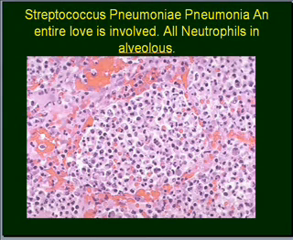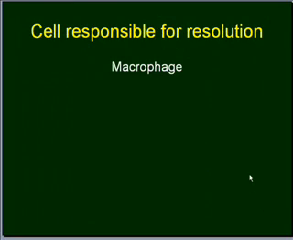So once again, to reiterate the steps of lobar pneumonia, what are the four important steps? Congestion, red hepatization, grey hepatization, and complete resolution. Why do we call it a complete resolution?